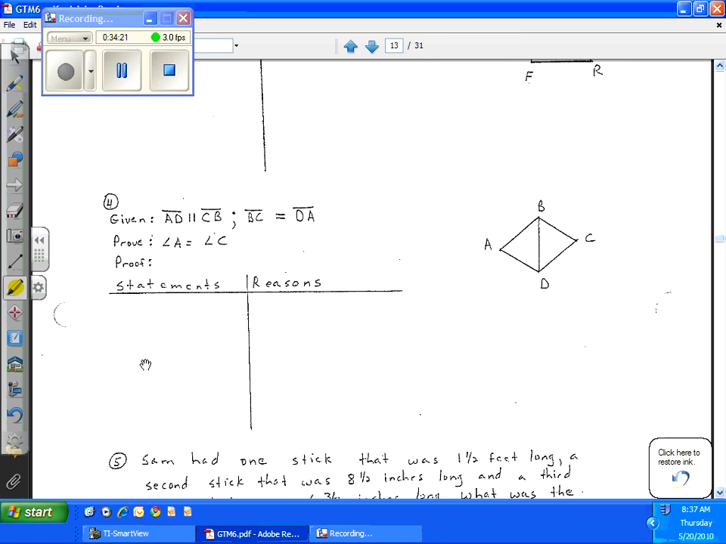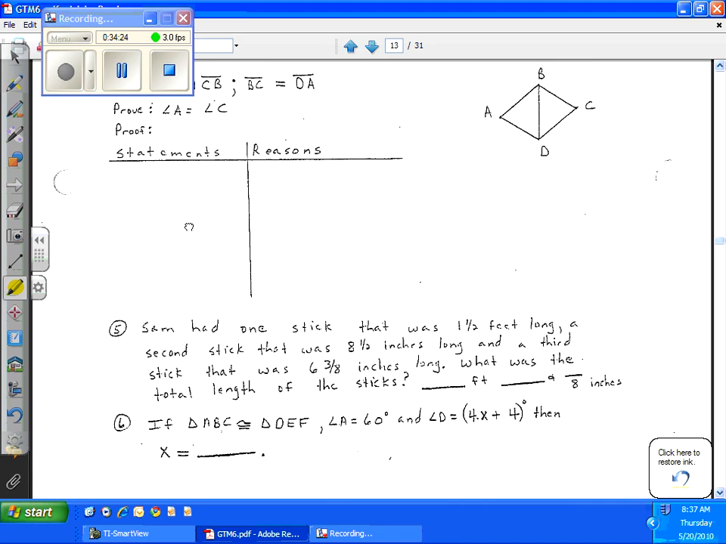Okay. We're going to leave the other proof for you to do on your own. You'll need to move that from the note section to the proof, as you know.